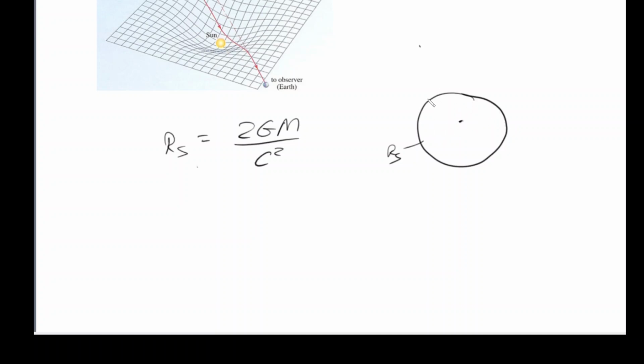And in 3 dimensions, this forms a sphere, and that's called the event horizon. Now, yes, Hawking radiation does escape from black holes, but that'll be discussed later on.